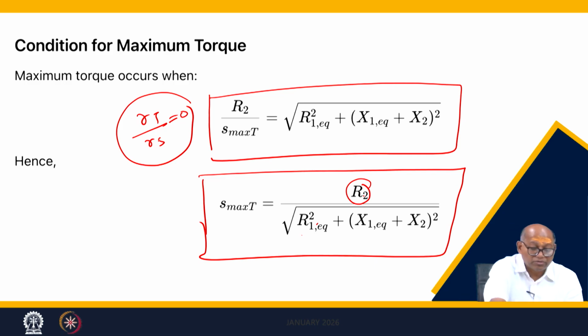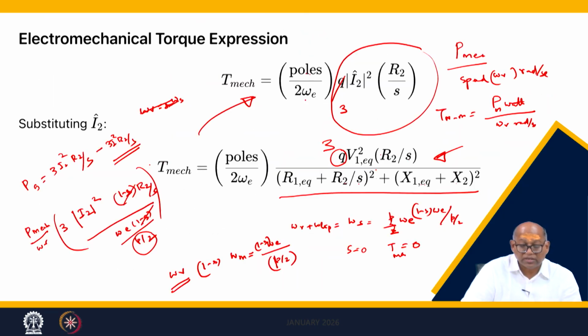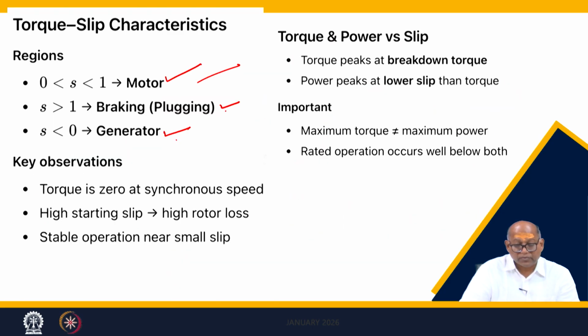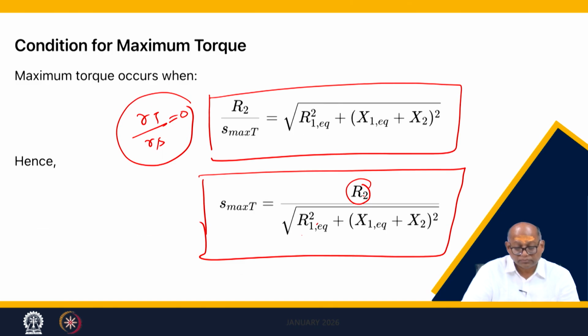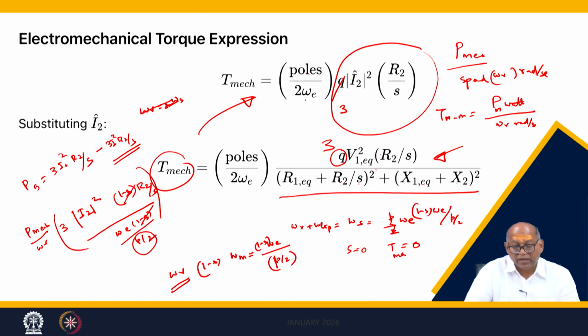For that, you have to do this one. In this case, you have to just differentiate this whole thing with respect to S and make it equal to 0. All right. The best thing is, you can multiply S in the denominator, multiply here, then you find out the minimum value. So, this you can do easily.